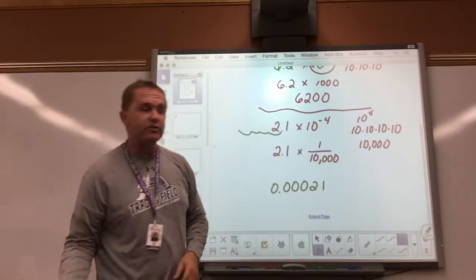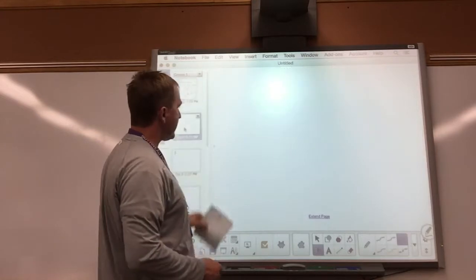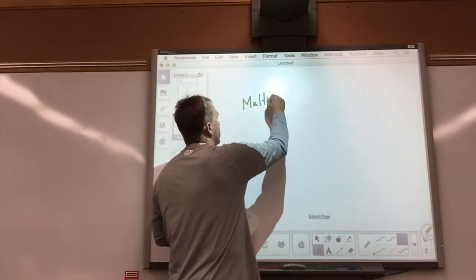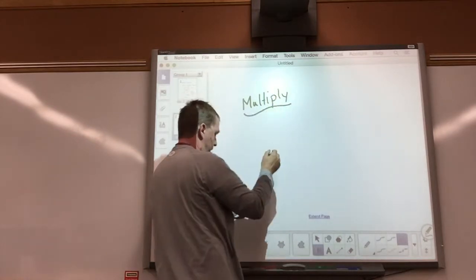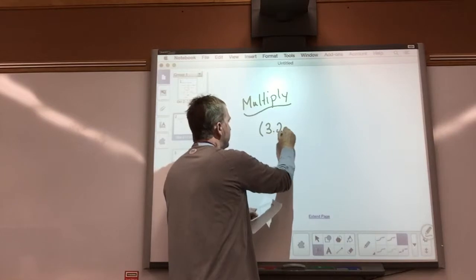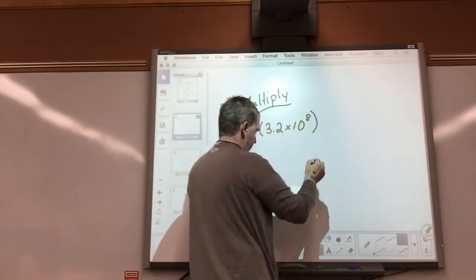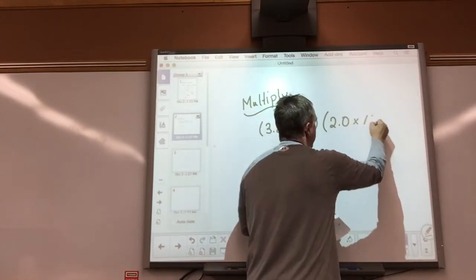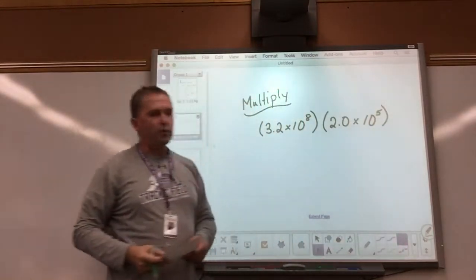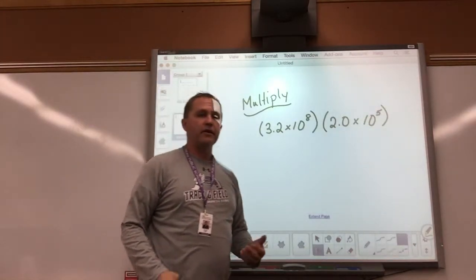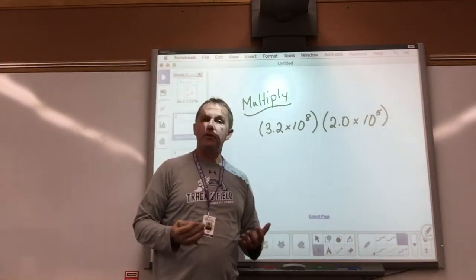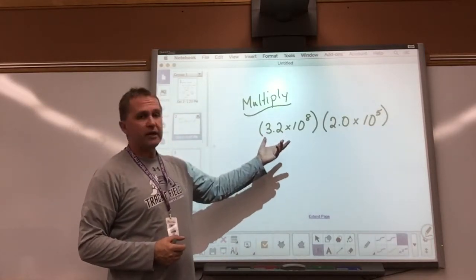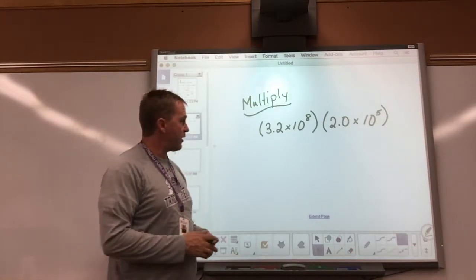Now, let's do some operations in scientific notation. So in this case, let's look at what we do if we want to multiply. And we're going to take the numbers 3.2 times 10 to the 8th, and we're going to multiply that by 2.0 times 10 to the 5th. First of all, I want to focus on the calculator part of this. Nowadays, with the calculators that are out there, scientific calculators and graphing calculators, these numbers can be handled very easily. I'm going to talk a little bit about the graphing calculator.